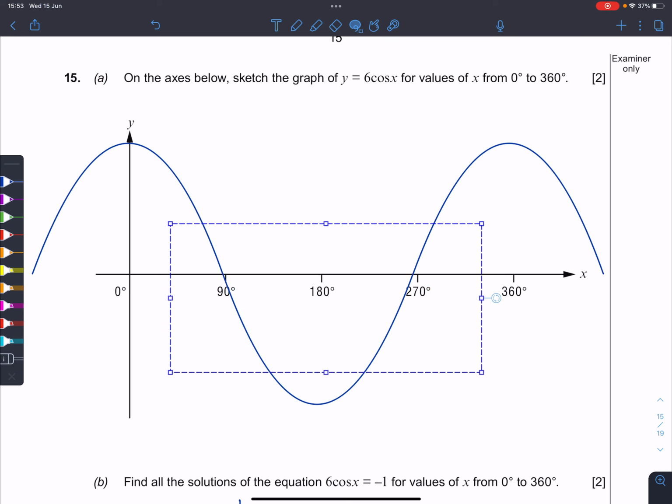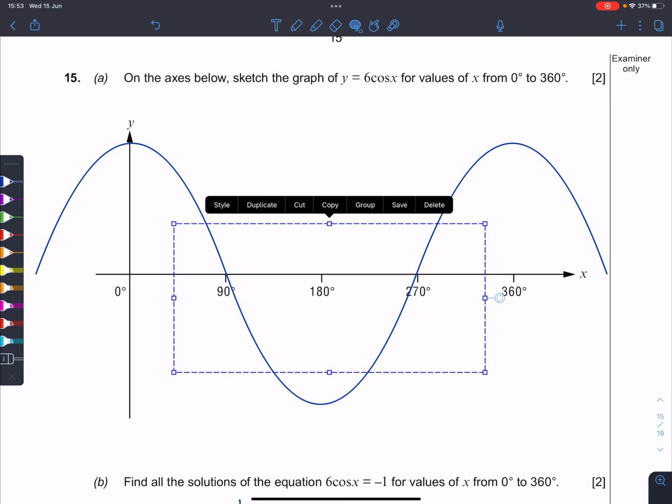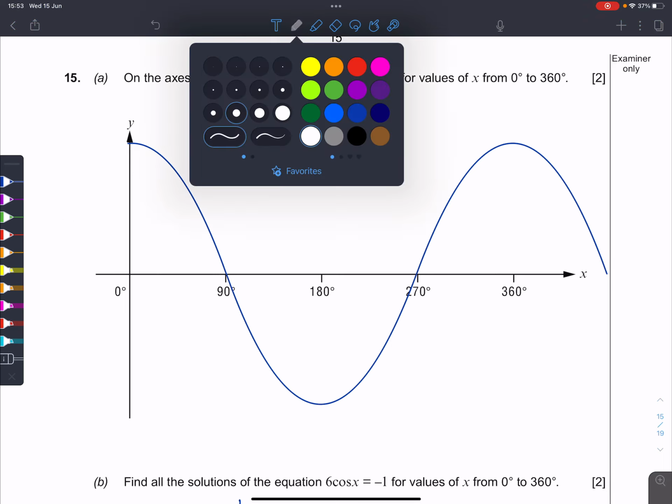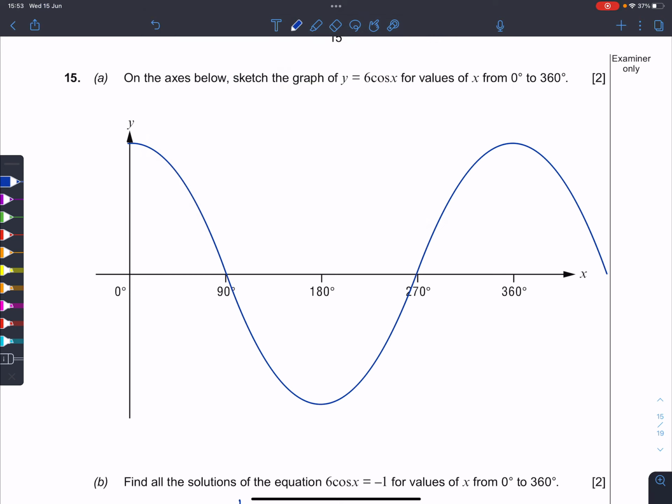Try to fill this in the right place. There we go. It'll look a bit like that. But when you work this out, it doesn't go through 1 anymore. It goes through 6. So if you work out cos of 0, it's actually 1. So 6 times cos of 0 is 6 times 1. And it will come down to, down the bottom here, negative 6 as the lowest possible value.